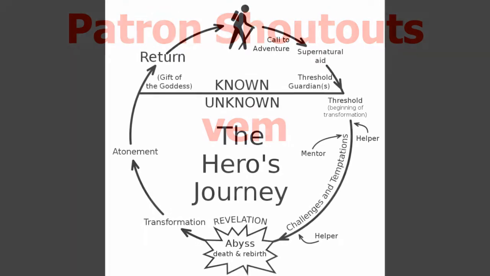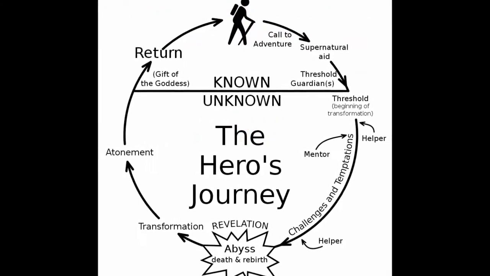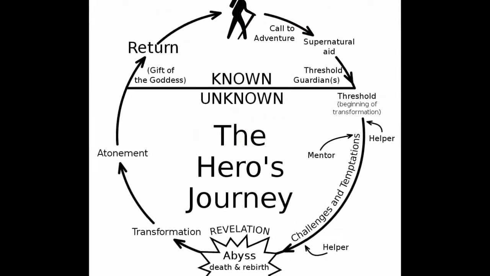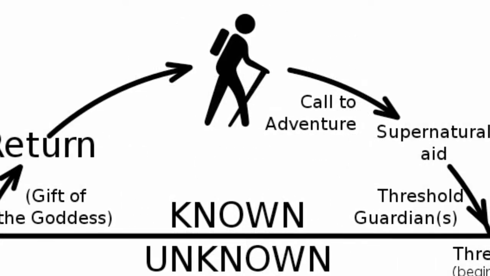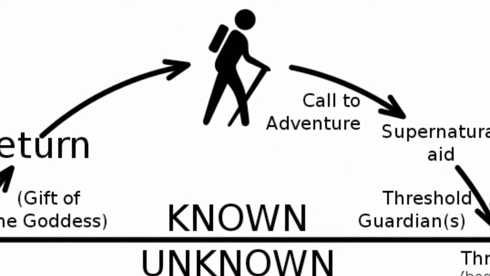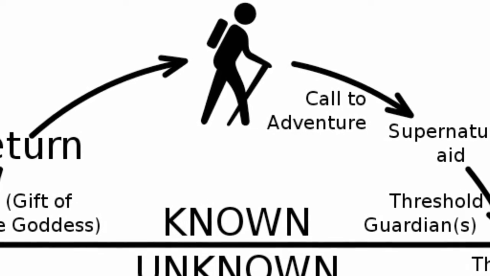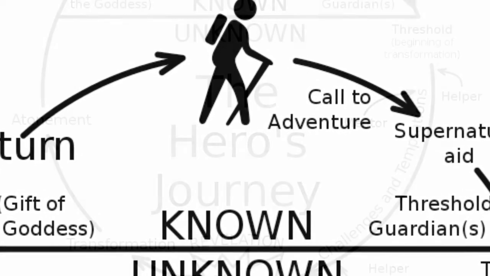In this video, I'll analyze the hero's journey and how I came up with my own version. The hero's journey is basically a complicated version of 3-act structure that can be found in almost any story. It starts with the hero being in the known. There is a call to adventure, supernatural aid, and threshold guardians that push him into the unknown. The threshold is the beginning of his transformation.